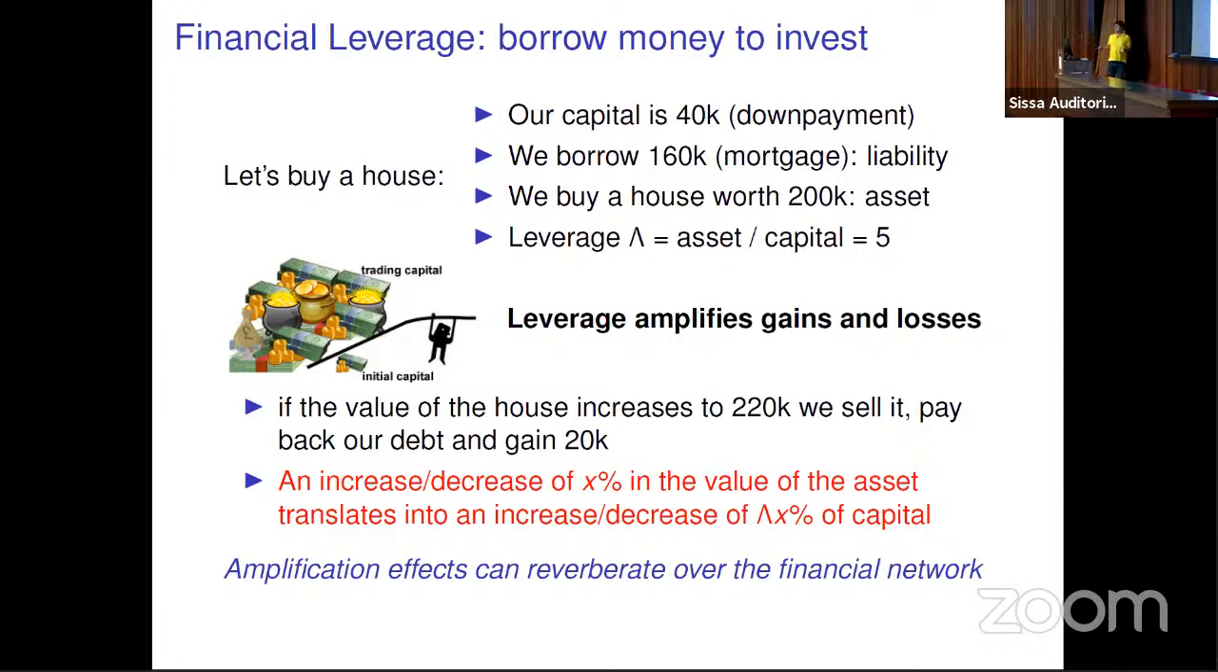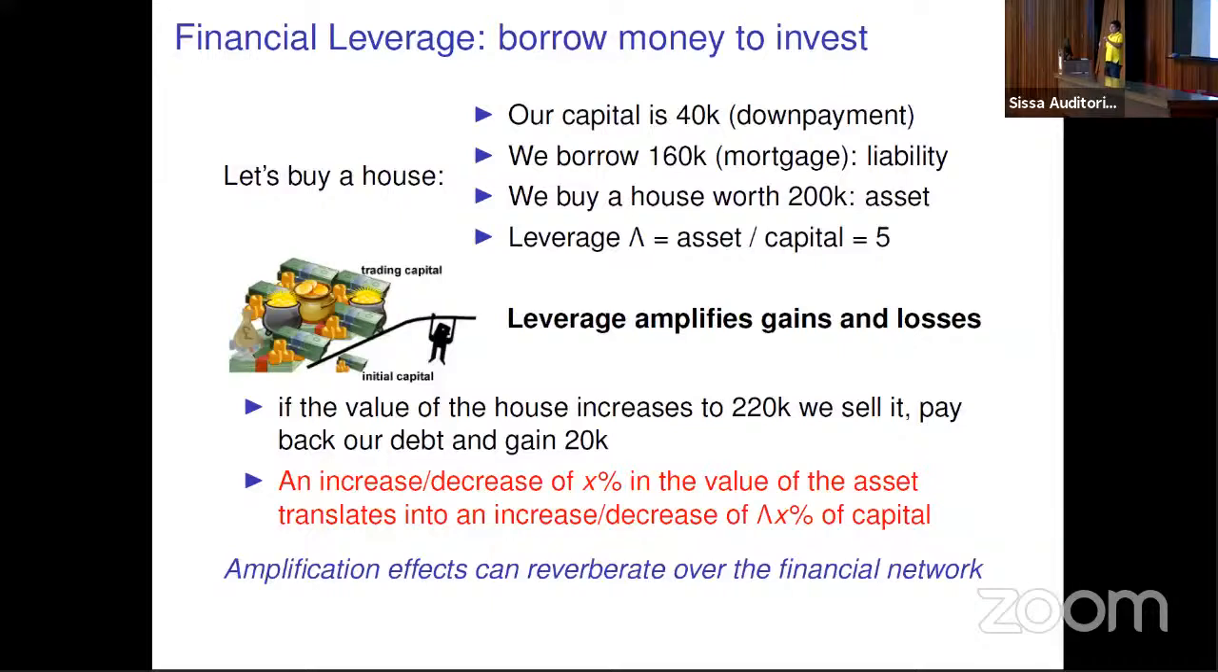So this is the good side of the coin. The bad side of the coin is that if the price goes down, we have multiplied the loss. So this leverage is what generates this amplification effect in the financial system. But the very fact that in order to have leverage, you need to borrow money.